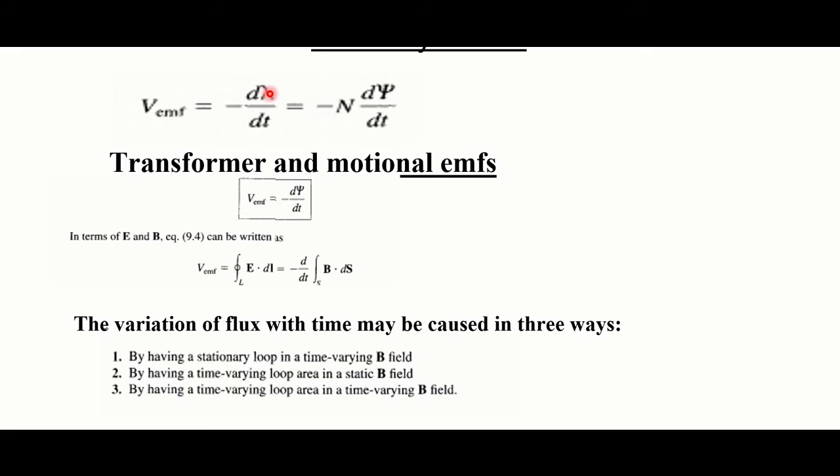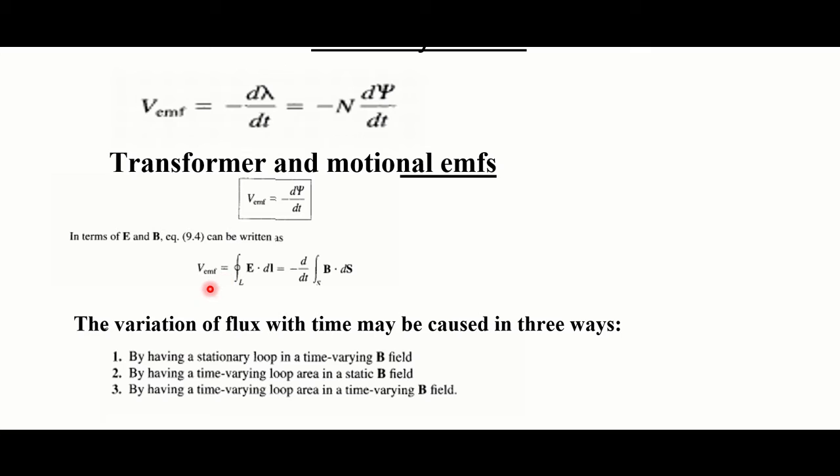The flux linkages equal the number of turns times the flux. So we can write that the EMF will be equal to minus N d psi by dt. This is known as transformer and motional EMF. For a coil with one turn, N equals 1, so the EMF will be equal to minus d psi by dt.